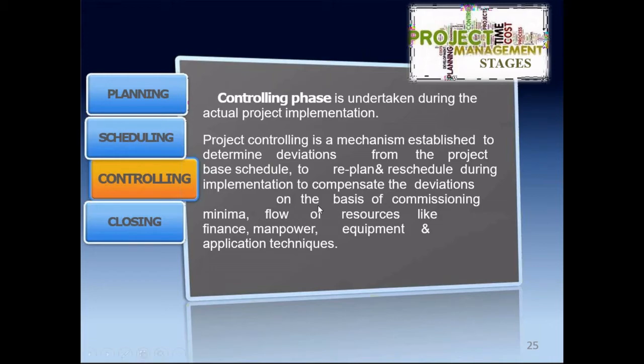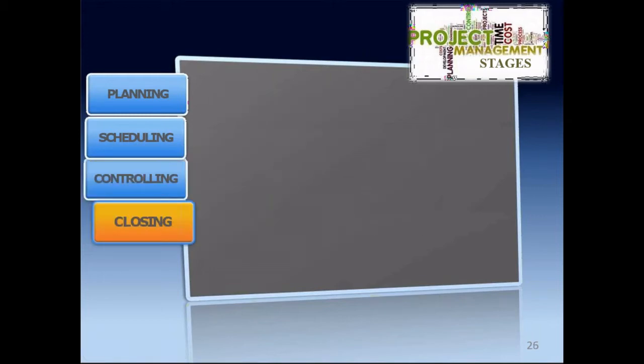So on the basis of commissioning minima, flow of resources like finance, manpower, equipment, and application techniques, we are going to control the various time, cost, and money.